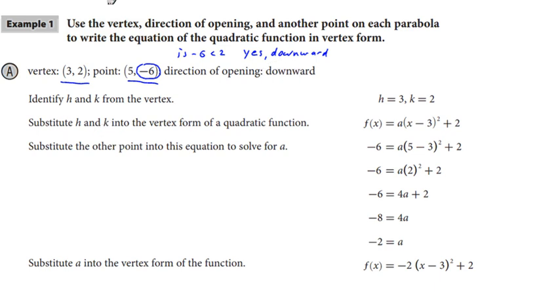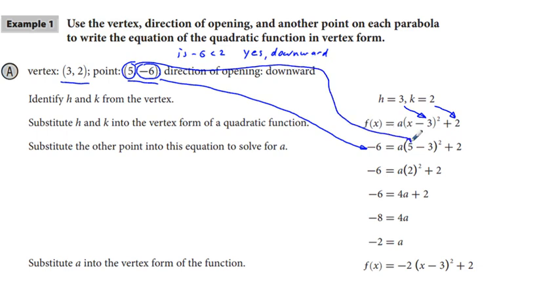Okay, first identify h and k from the vertex. And we have h equals 3, k equals 2. And then we substitute in 3 for h, 2 for k. And then we substitute that other point in here. And what is the other point? The other point is (5, -6). So here's our -6, and here's our x value, 5.